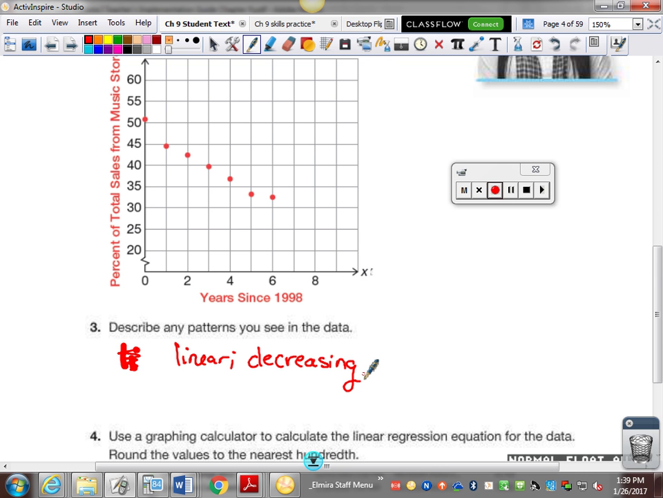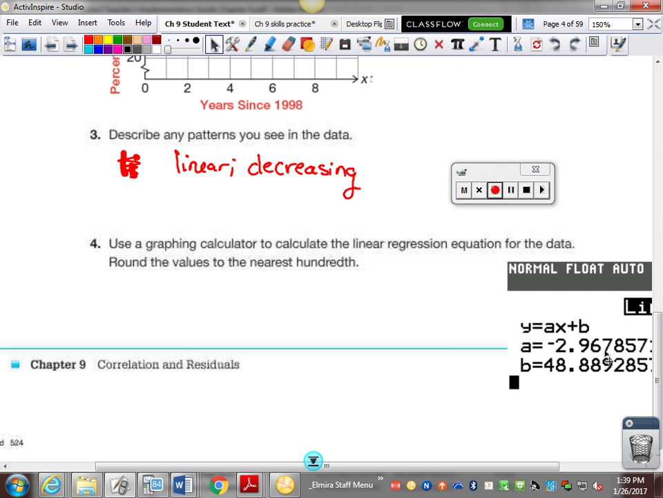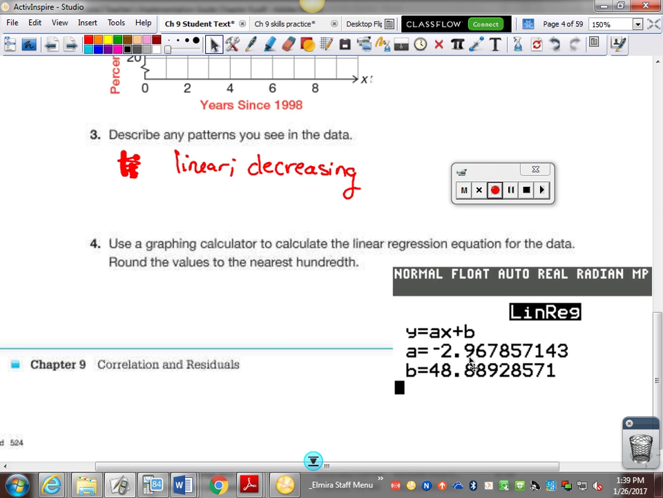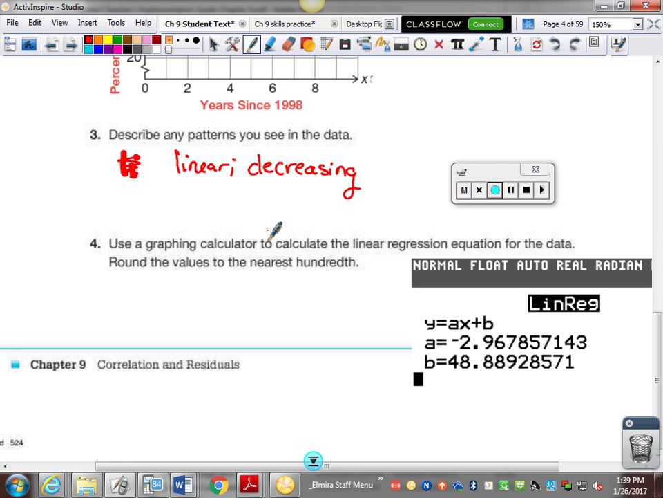Then the next thing, number 4, is you've got everything in your L1 and your L2. It wants you to write a linear regression, rounding the values to the nearest hundredth. So f of x, or y equals, doesn't matter, negative 2.97x plus 48.89 for the nearest hundredth. Now, the directions specifically said nearest hundredth. If I didn't have directions telling me how to round, I would follow the data, which was nearest tenth. But we're going to follow directions.